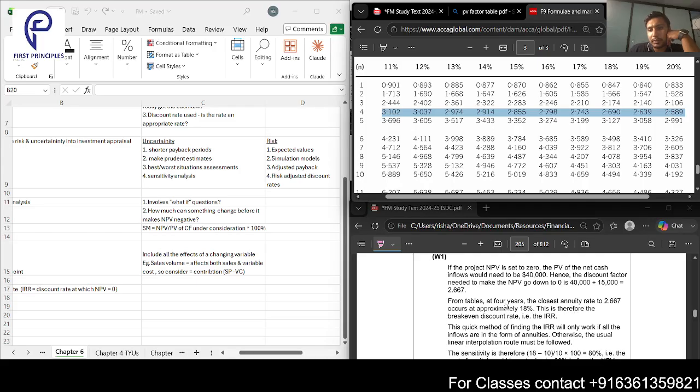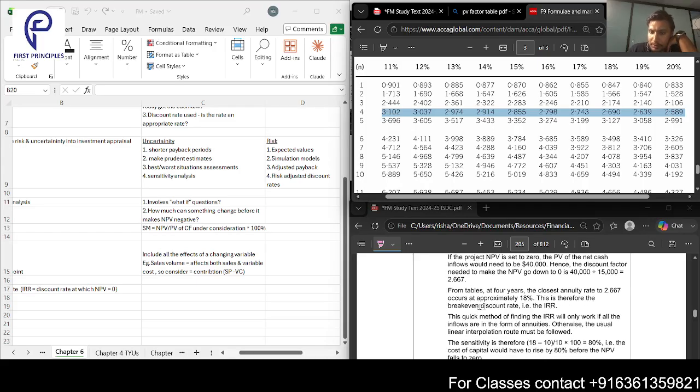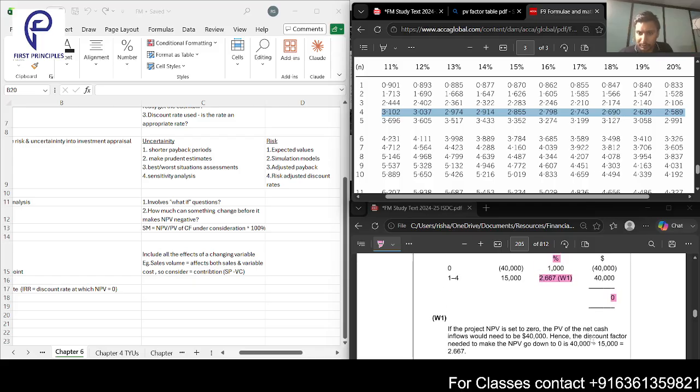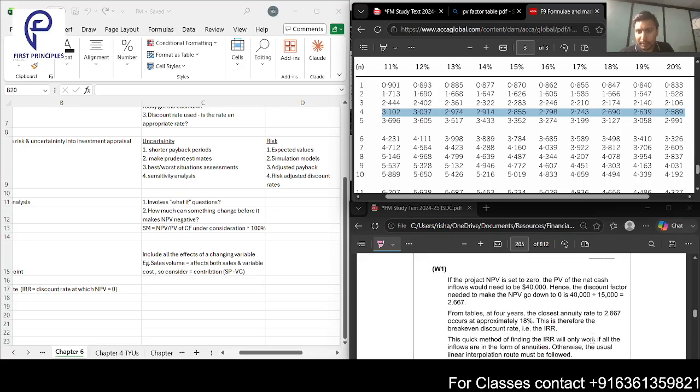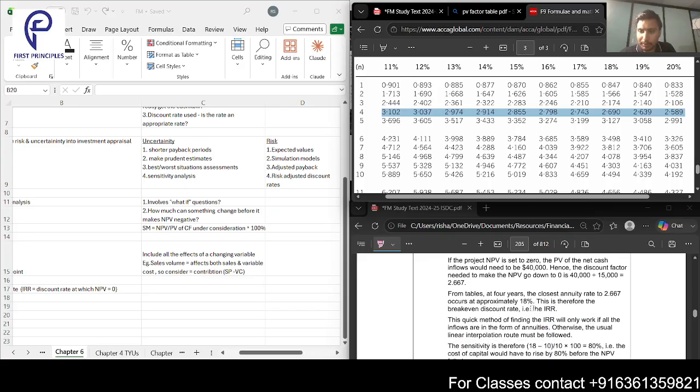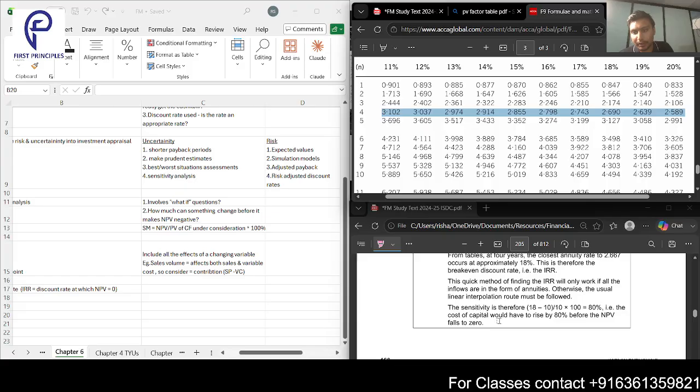So from your tables at 4 years, the closest annuity factor to 2.667 is approximately 18%. That is roughly what they're saying, 18%. So when we look here, the IRR is 18%. This therefore is the break-even rate. The IRR is 18%.